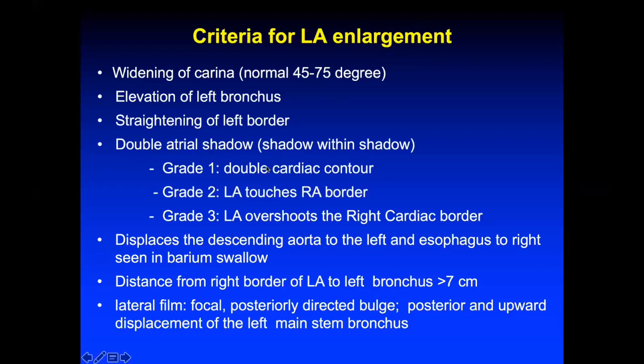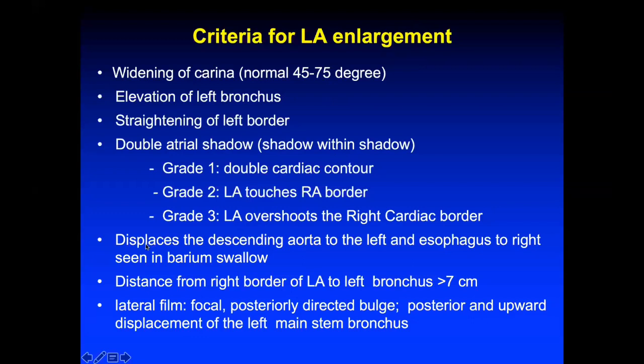There is also a classification system. Sometimes someone asks you what is the severity of the atrial enlargement. So there is grade 1, grade 2, and grade 3. Grade 1 would be a double cardiac contour. Grade 2 is when the left atrial border touches the right atrial border. And grade 3 is when the left atrium overshoots the right cardiac border.